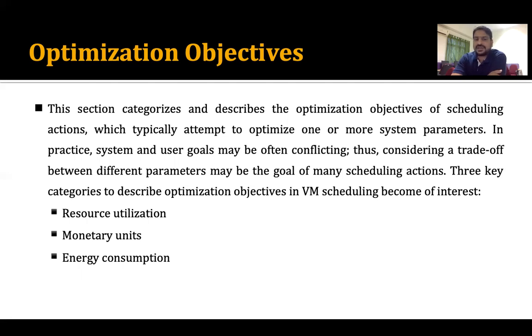Three key categories to describe optimization objectives in virtual machine scheduling become of interest. The first one is resource utilization, the second one is monetary units, and the third one is energy consumption. Resource utilization is a broad objective. Monetary units is also an objective to be fulfilled or optimized by the cloud service provider, and energy consumption needs to be monitored all the time.